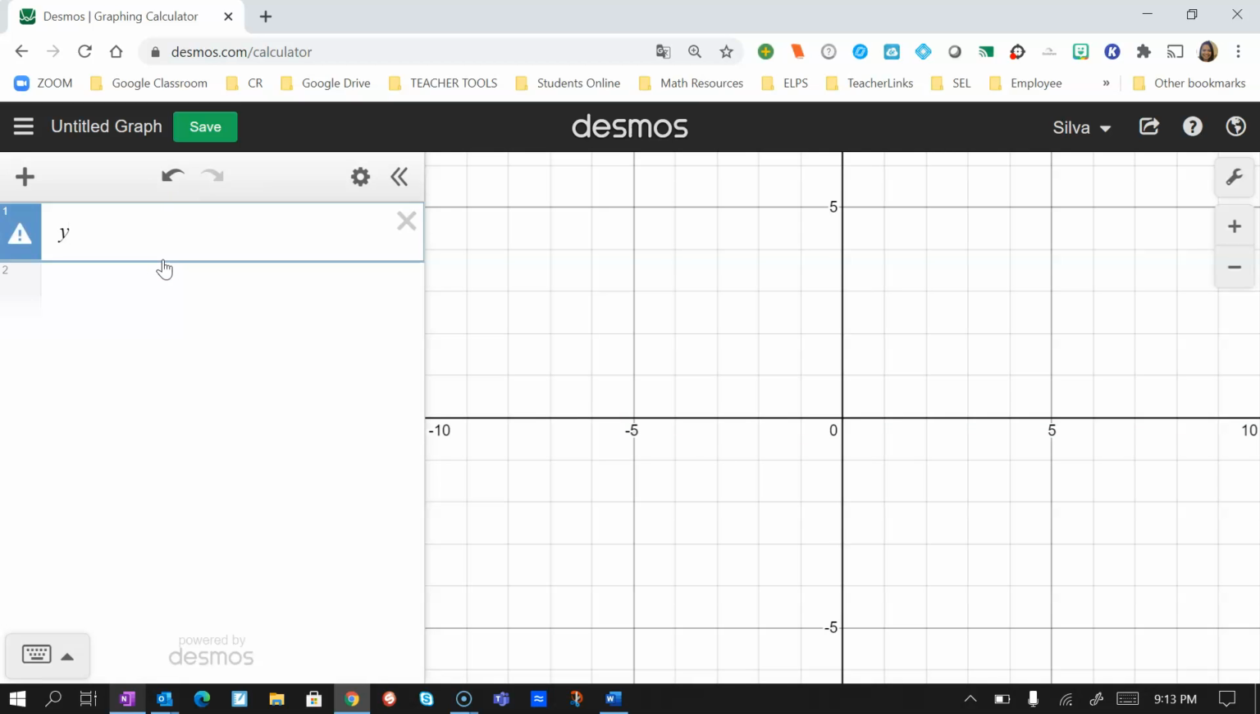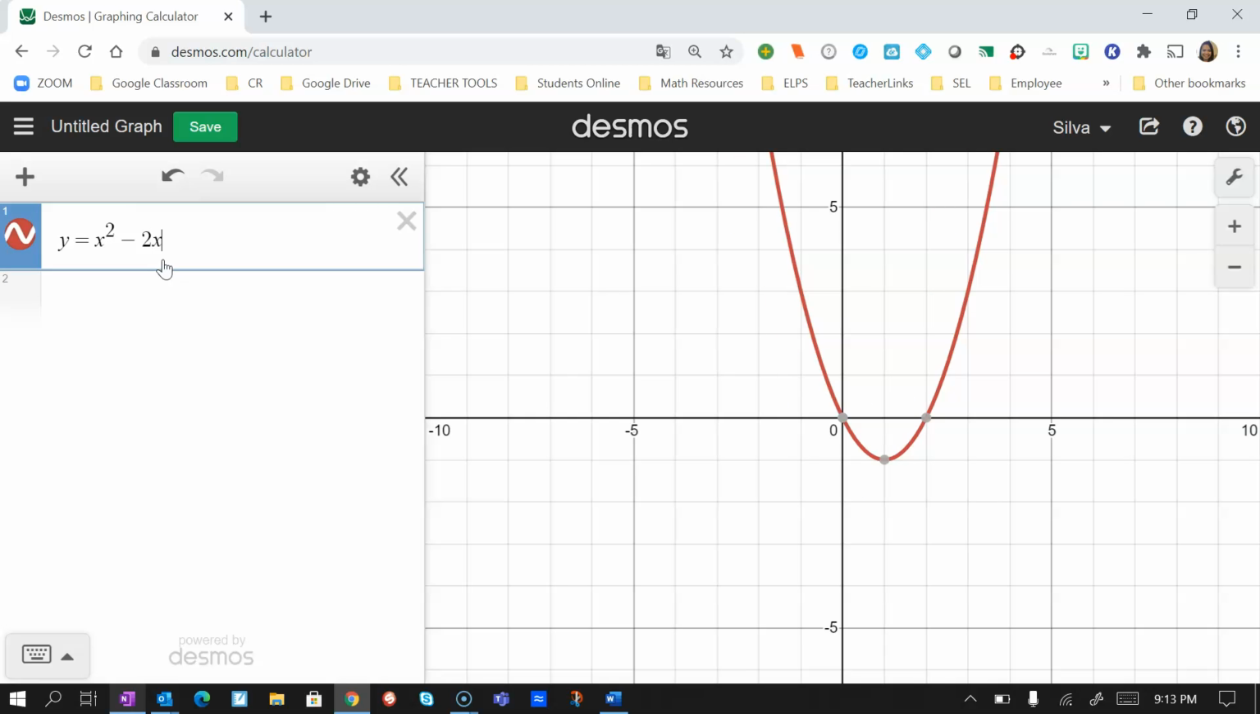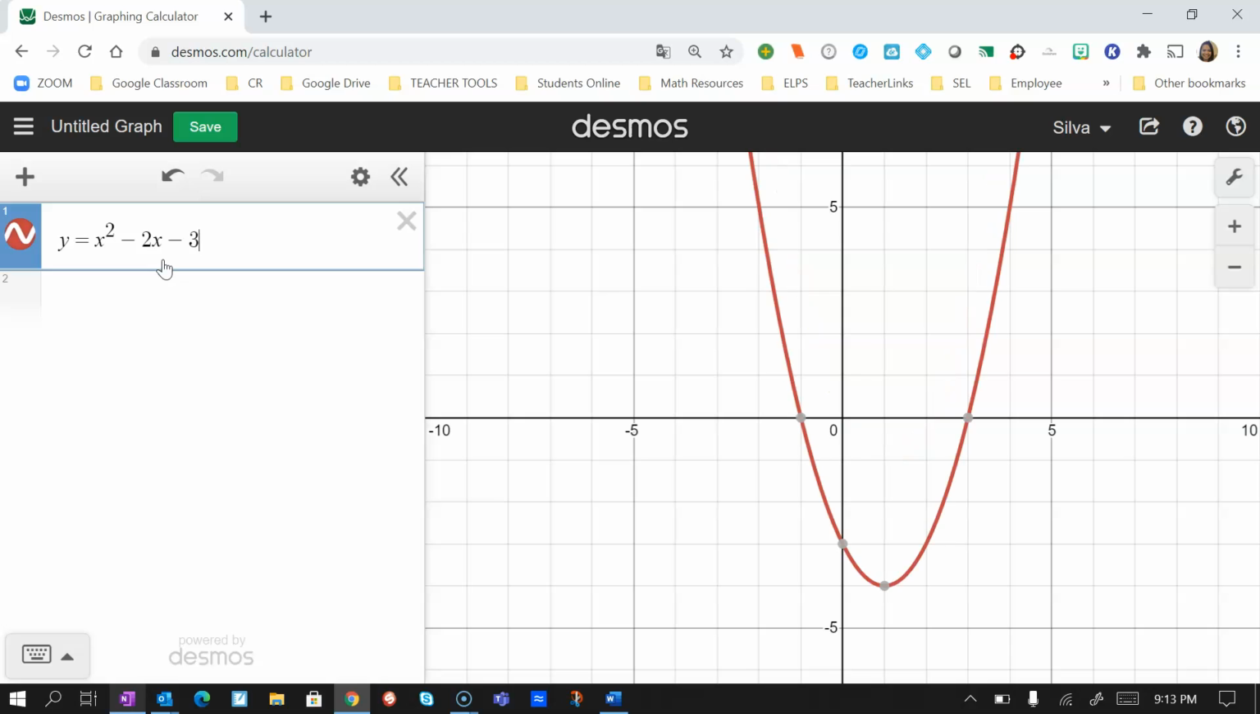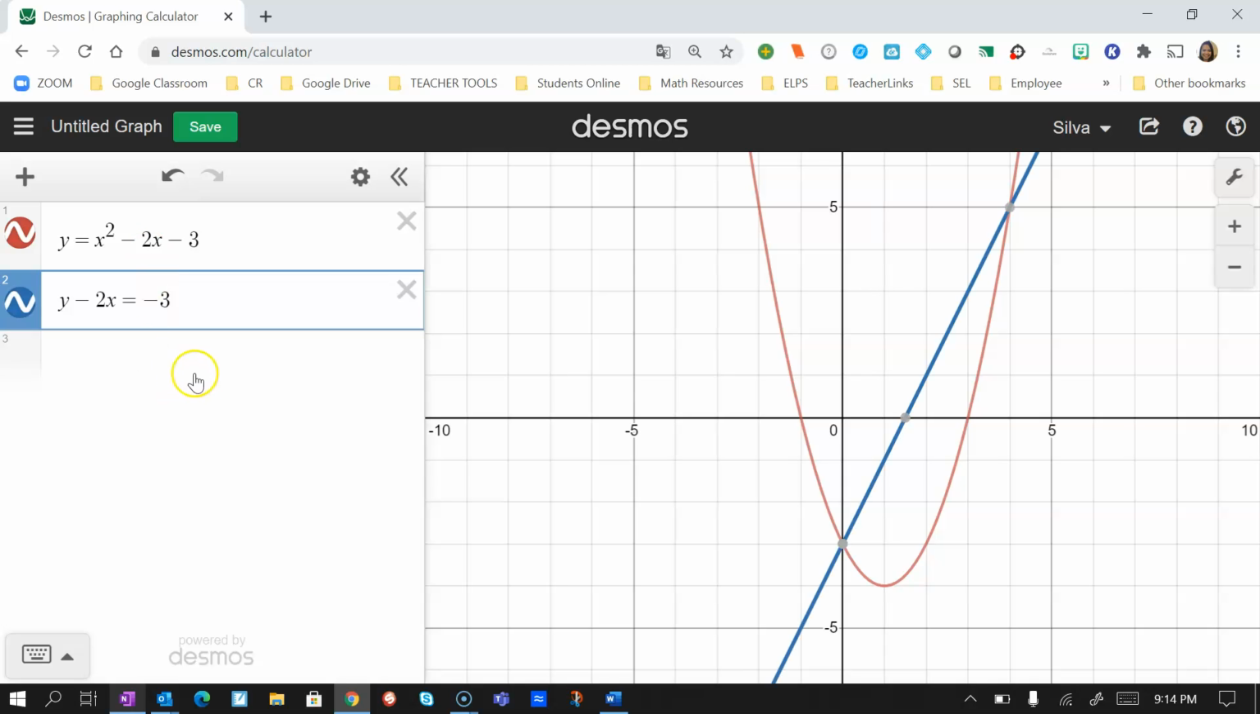So we get y equals x squared minus 2x minus 3, enter, and then y minus 2x equals negative 3. Because we're graphing quadratic-linear systems, make sure one is a quadratic function, like the U shape, and the other one is a linear shape. So their solutions are where they intersect.